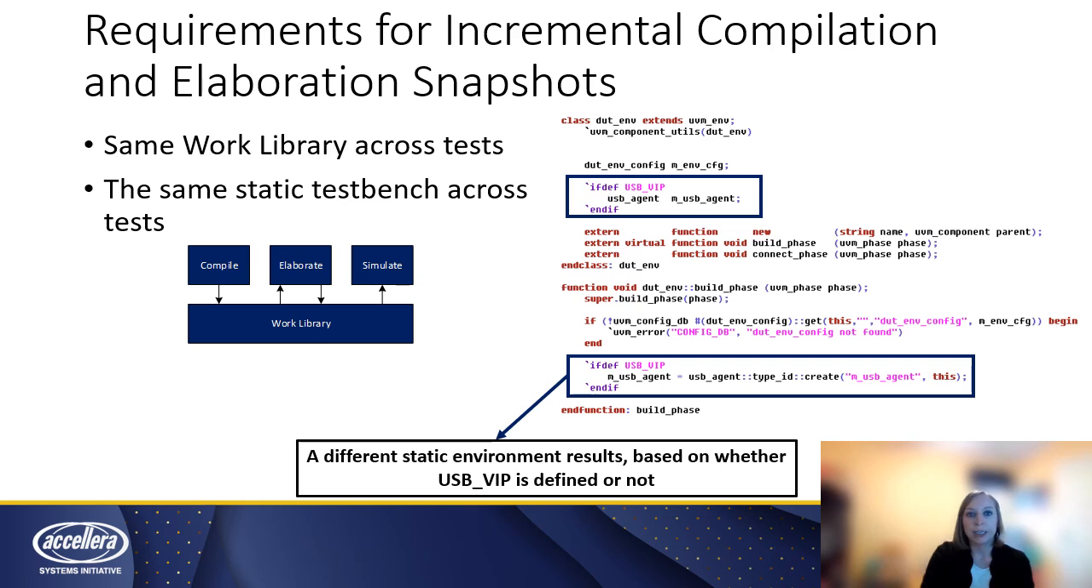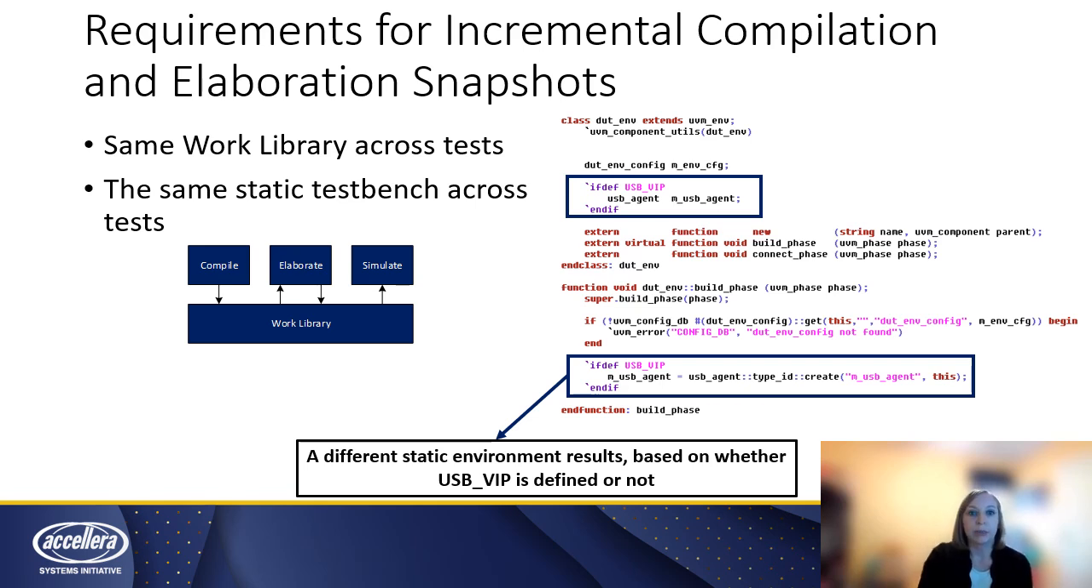Additionally, the same static test bench must be used across tests. Without the same static test bench, compile and elaboration must occur again. I found that my organization violated both of these requirements. We were creating a new work library for every test in our regression, and the prevalent use of macros and conditional compiler directives meant that our test bench was not static across tests.